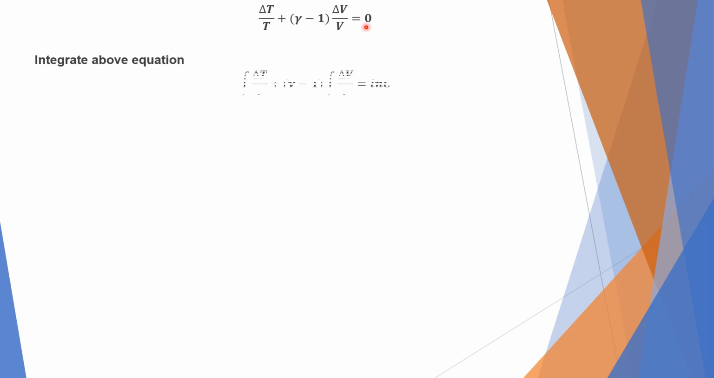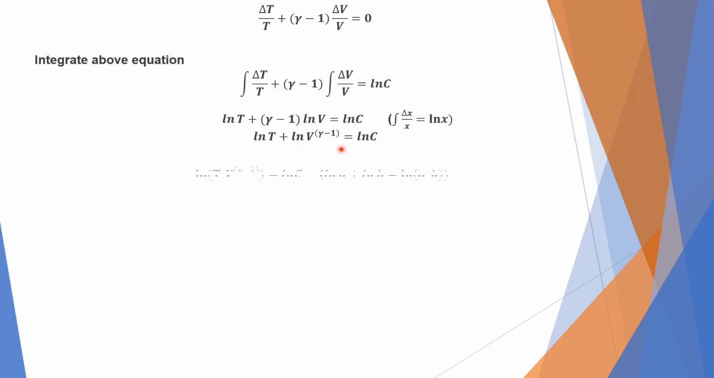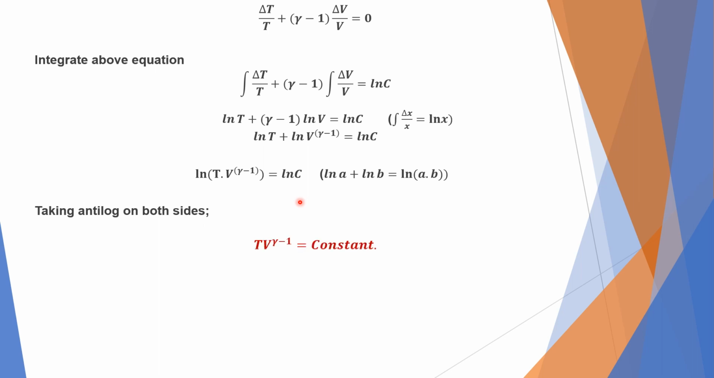Now we integrate this equation. If we integrate 0, we get a constant, which I write as ln c, and using the relationship that the integral of dx upon x is equal to ln x, the integration of delta T upon T gives ln T plus (gamma minus 1) into ln V, or we can rewrite it as ln T plus ln V to the power gamma minus 1 is equal to ln c. Since ln a plus ln b is equal to ln of a into b, so ln of T into V to the power gamma minus 1 is equal to ln c. Now taking the anti-log on both sides, TV to the power gamma minus 1 is constant.